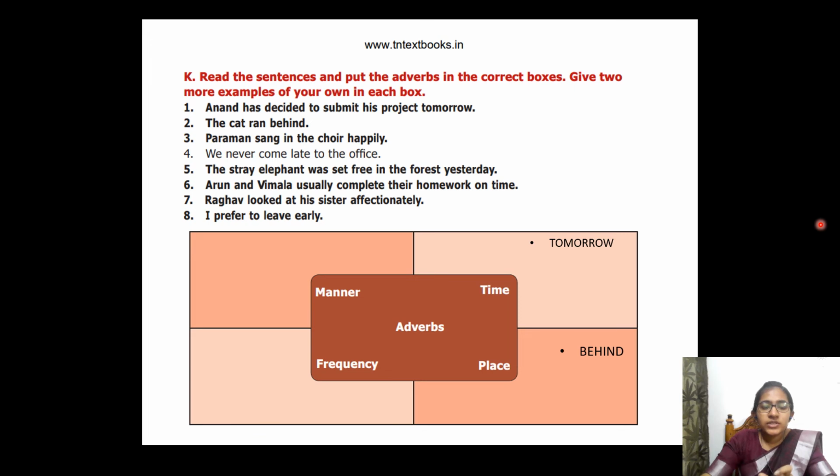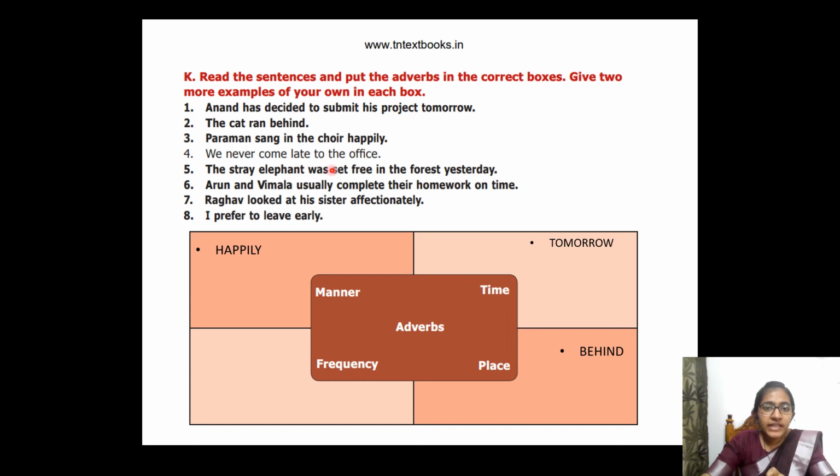Yeah. So the third one is Paraman sang in the choir happily. How did he sing in the choir? Happily. It represents, just guess what the answer will be. Yeah, manner, right? Yeah, happily.